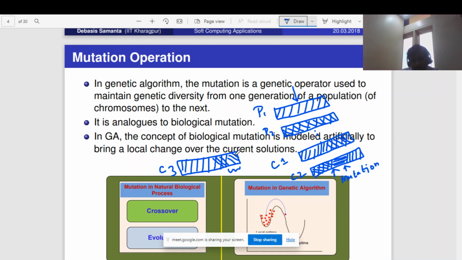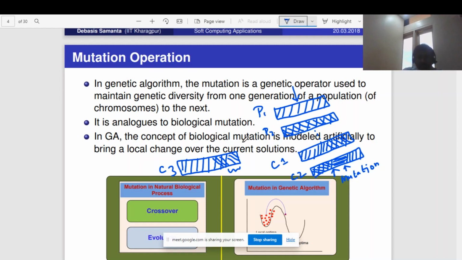It may happen naturally, or it may also happen due to some artificial reason, like the impact of radiation, sun rays, or extreme temperatures. Because of that also, mutation can happen.